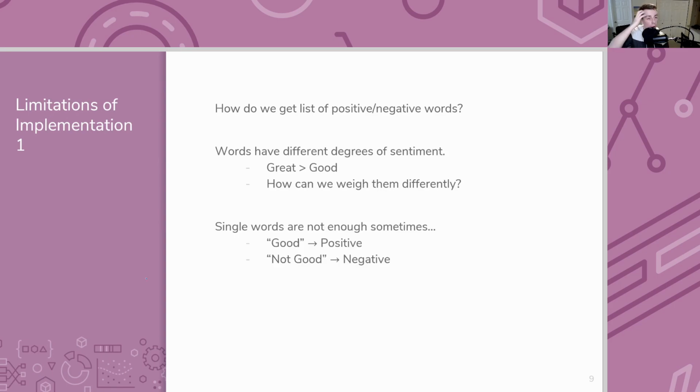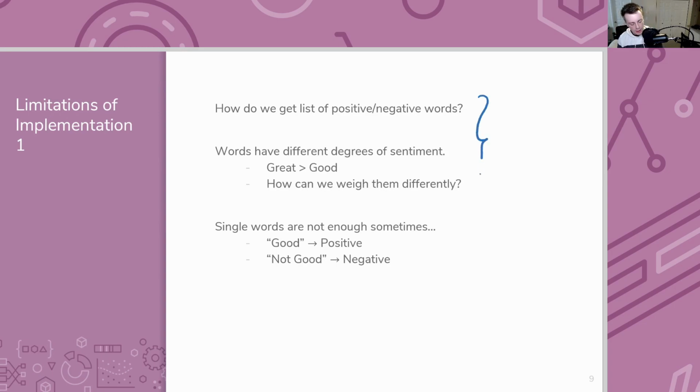Now, there's another problem with this approach that I just described, is that sometimes single words aren't good enough for capturing meaning. So if you have something that says good, that generally means positive, but not good is a negative phrase. But if we used our simple threshold classifier on this and looked at not good, we'd count it as a positive phrase because it had good in it. There are ways around this.